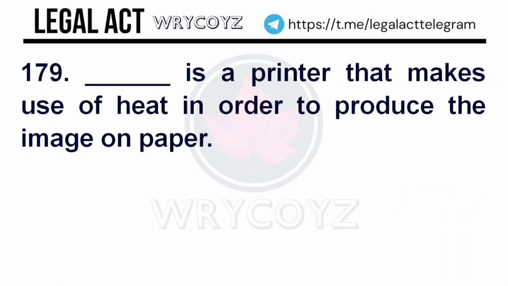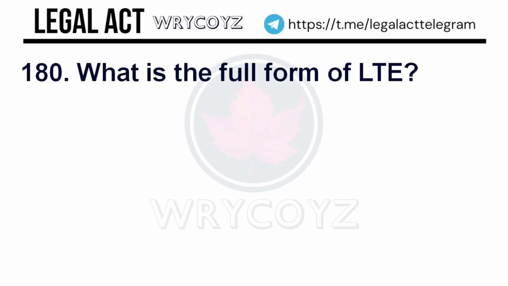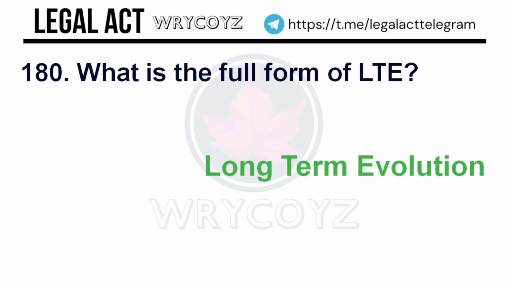179. Dash is a printer that makes use of heat in order to produce the image on paper. The answer is thermal printer. 180. What is the full form of LTE? The answer is long term evolution.